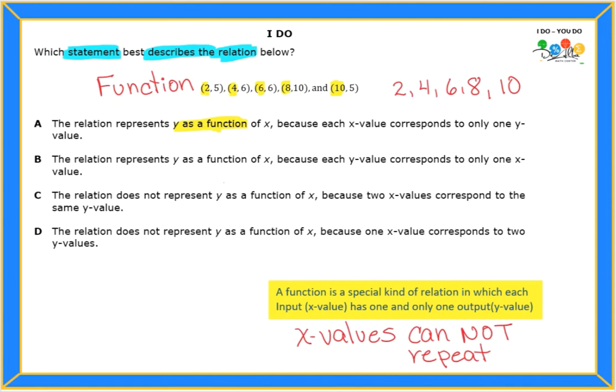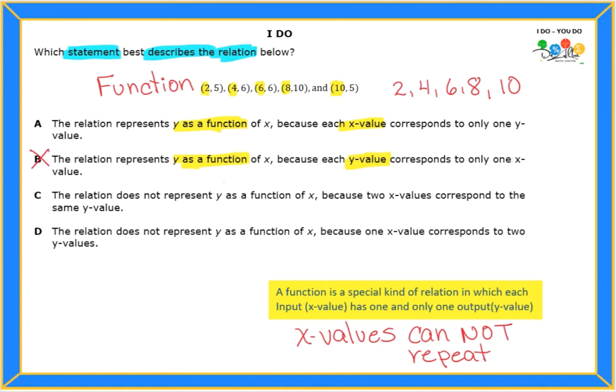What about B? It says the relation represents y as a function, so it also says a function, but then it says because each y value. Am I looking at the y values? No, I'm looking at whom? I'm looking at the x values. So letter B cannot be my answer.